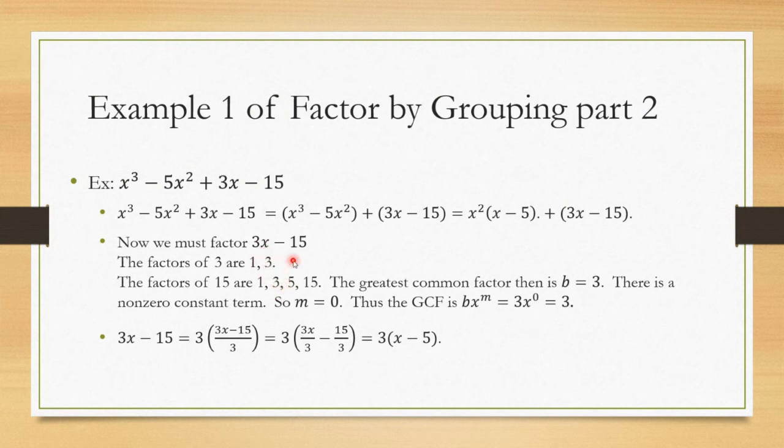I mean, really, since 3 is a factor of 15, that should tell you right away that 3 had to be the greatest common factor of the constant term and the coefficients. So that tells us B has to be 3. Also, again, since there's a non-zero constant term, the smallest exponent of x is 0, so m is 0. The GCF then for this is 3. So again, we're handling the second group here. We found its GCF to be 3. Let's factor it out.